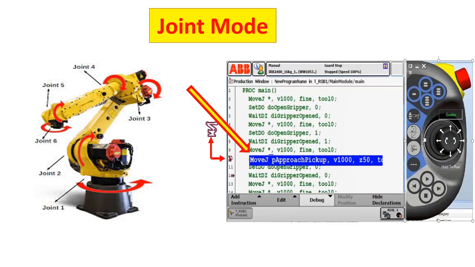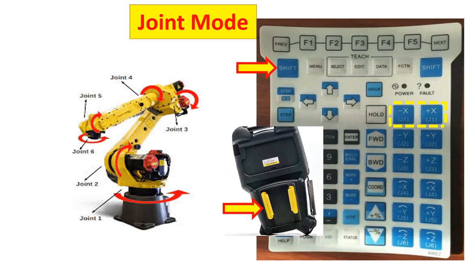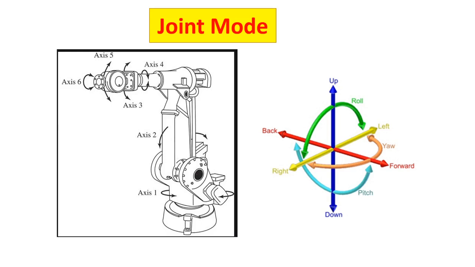In joint mode, each axis moves independently. A typical robot has 6 axes, each of which can move independently. Each axis usually has 2 keys, forward and backward. The user holds the shift key together with the deadman switch and presses either positive X or negative X. Joint mode has the fastest and shortest cycle time, and it is appropriate for moves around obstruction.